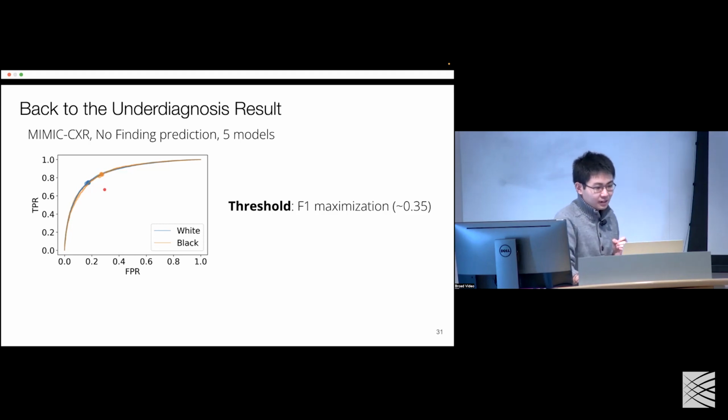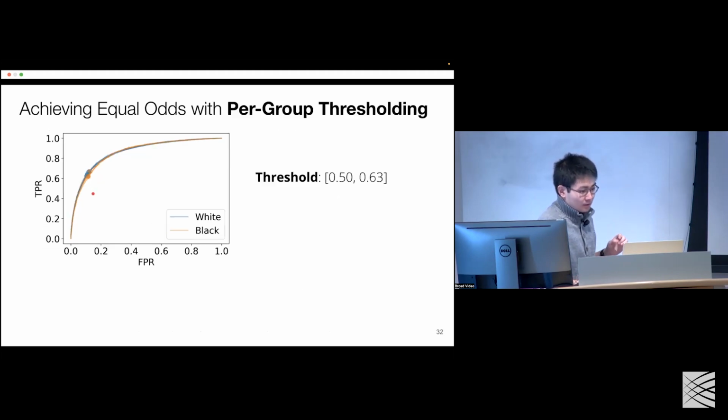But what if we do a very simple strategy? We know that every single dot on this curve corresponds to a threshold for each group. What if we were to pick thresholds in a way such that the points coincide? In that way, there is no more FPR gap between the two. So we can do exactly that in this per group thresholding method.